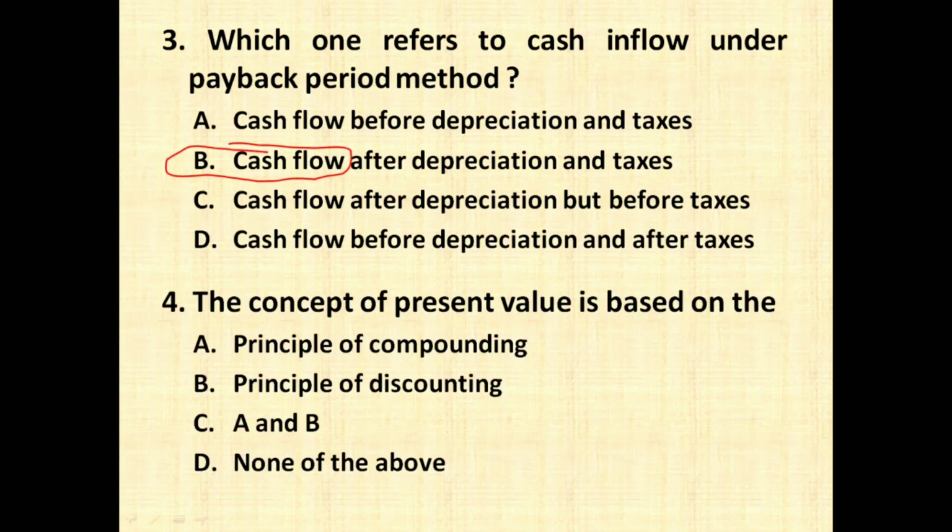The next question is, the concept of present value is based on. So usually there are two concepts. One is principle of compounding and another one is principle of discounting. So in present value, what do we do? We discount the value. So the right answer is going to be present value is based on principle of discounting. That is, value goes on decreasing. We use time value of money. Compounding is nothing but value goes on increasing. 10 rupees becomes 11, 12, 13 as the value goes on increasing. Discounting means 10 rupees today is going to be 9 tomorrow. Day after tomorrow it is going to be again lesser, which is called as principle of discounting.